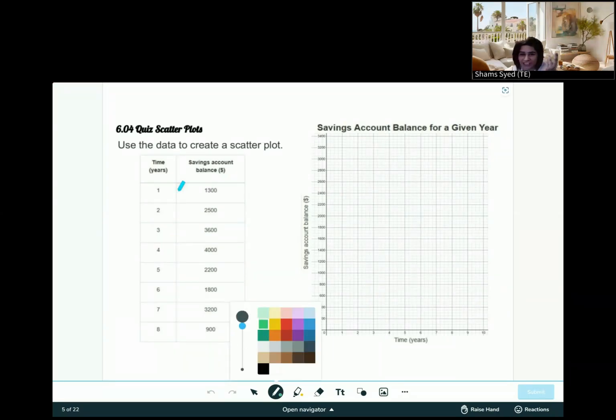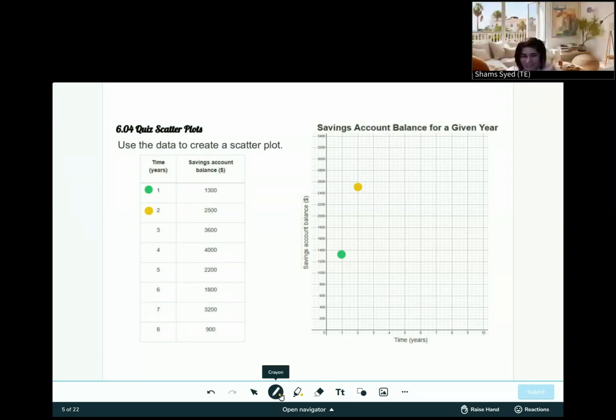Let's get started. X value is 1. Time is 1. Go to 1. How much do you go up? Up 1300. 1300 is between 1400 and 1200. Next, time is 2. Go up 2500. 2 up 2500, right between 2600 and 2400.